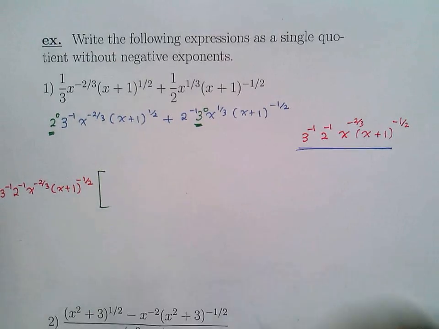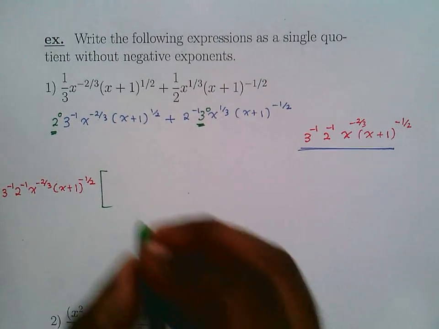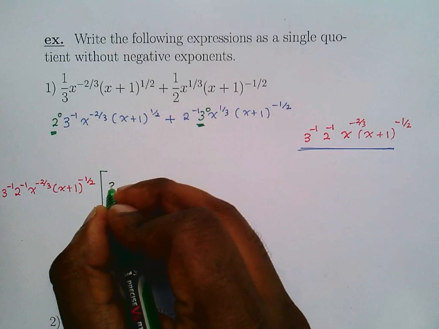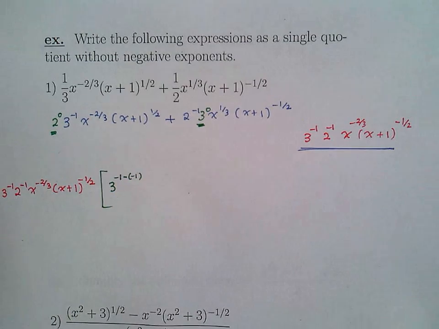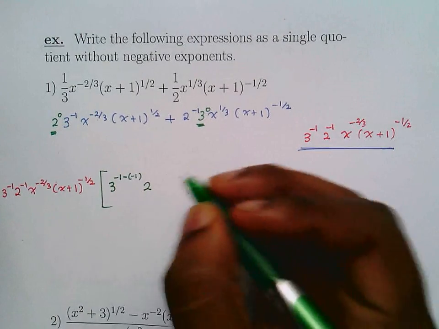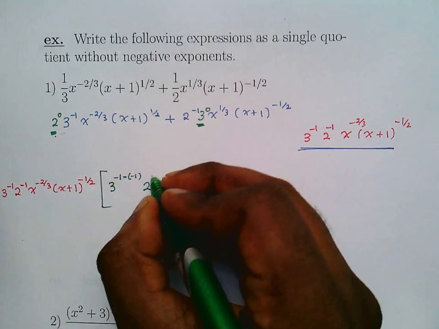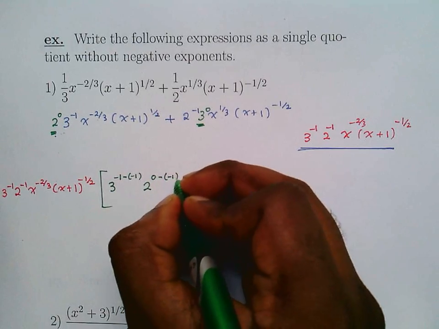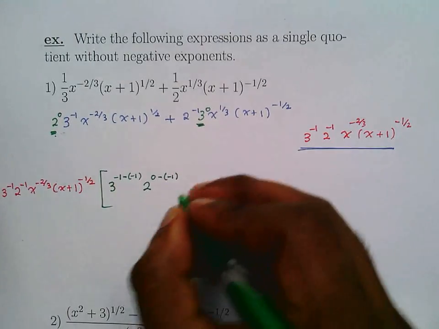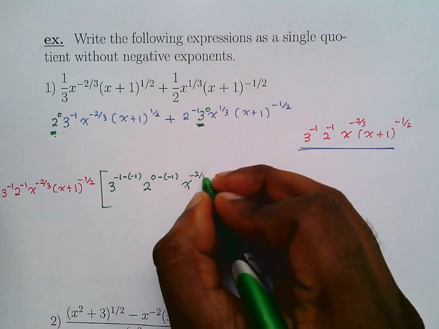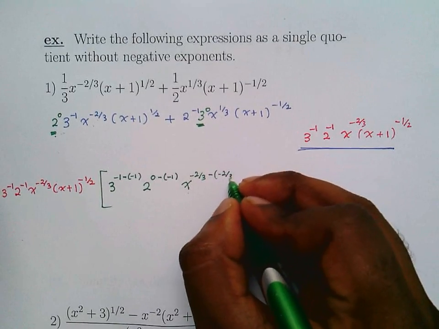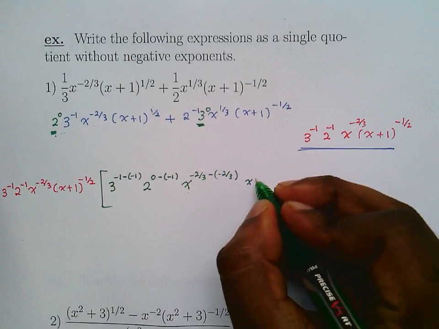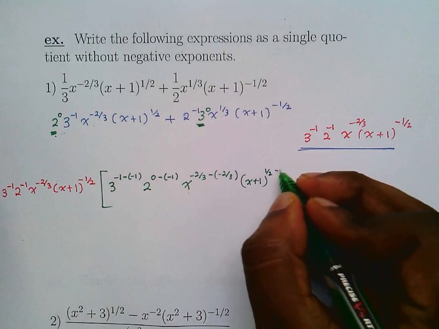And see what we have here. From the first term, for 3, we had -1, we are subtracting -1. For 2, there's this term 2 to the power 0, so we had 0, we are subtracting -1. For x, we had -2/3, we are subtracting -2/3. And for x plus 1, we had 1/2, we are subtracting -1/2.